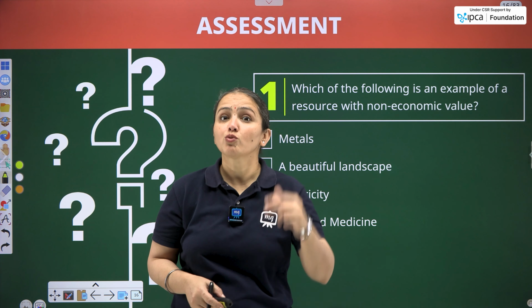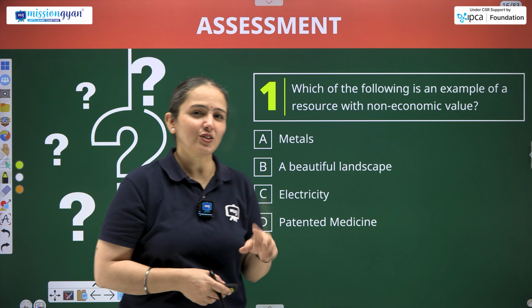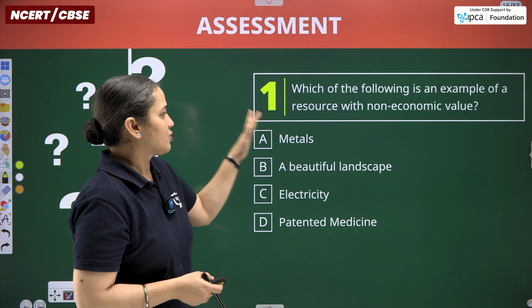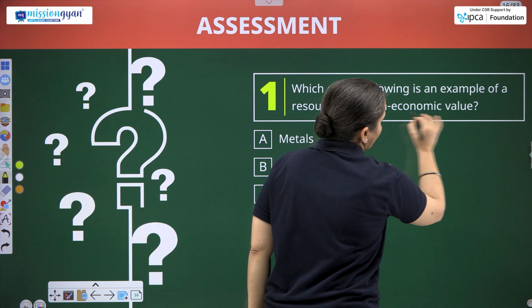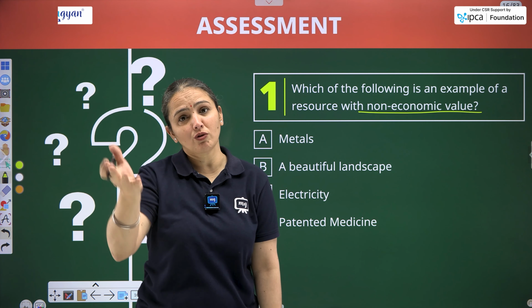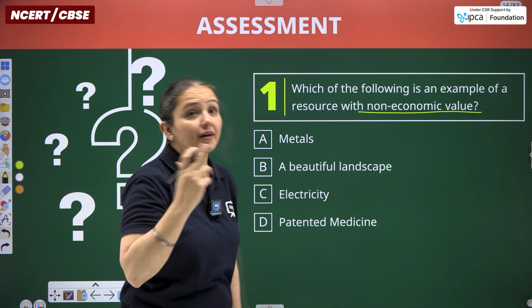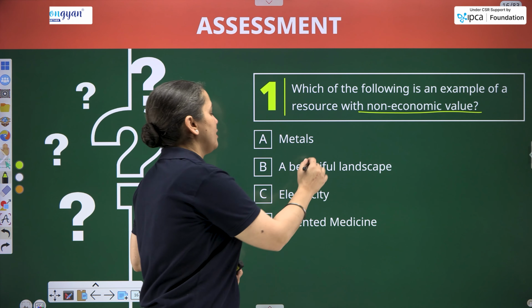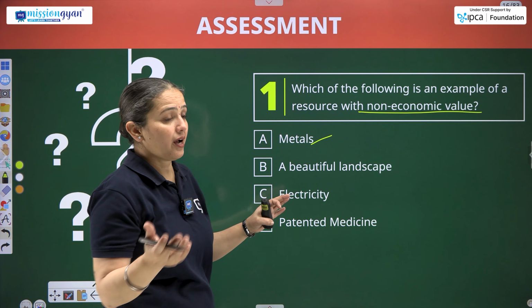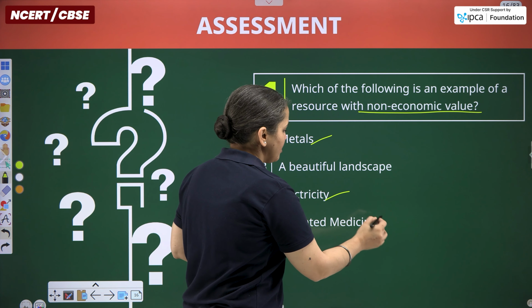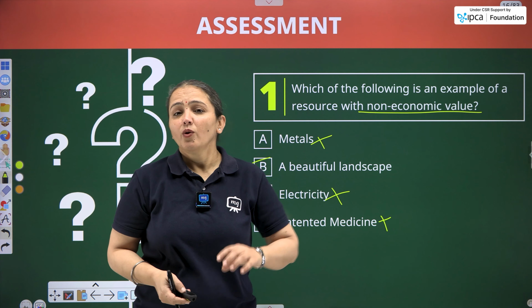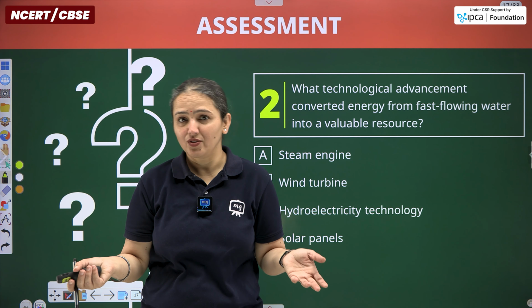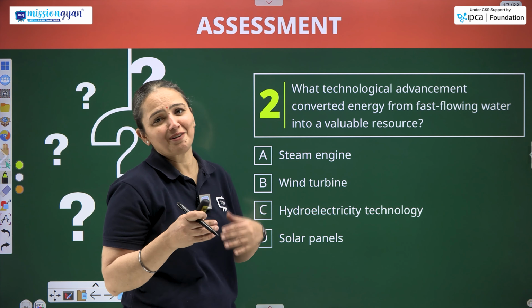So this is the time to recall the topics that we have discussed with the help of two simple questions. First is, which of the following is an example of resources with non-economic value? It means it gives us visual pleasure, not the earning part. Metals give economic value, as do electricity and patented medicine. Everything has its economic value except a beautiful landscape. Because while looking at it, we can just be at peace from the mindset, not from the inner soul we are talking about.